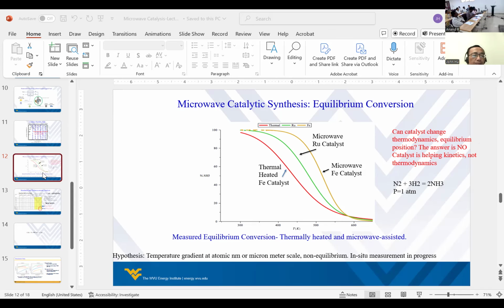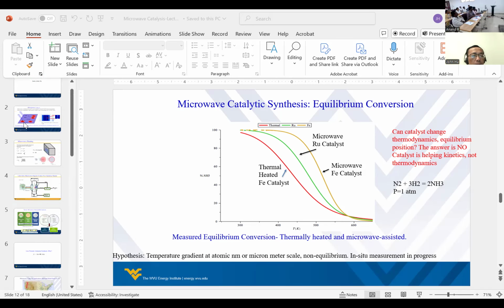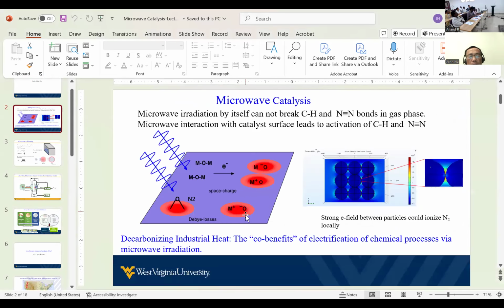Let me go back. So if you look at the microwave interacting with the surface, this is a basic catalyst surface, okay? Under micron scale or even nanometer scale, there are so many localized, like this, localized hotspots or centers. So the basic temperature on the surface is not uniform. It's selective heating. So what does it mean?